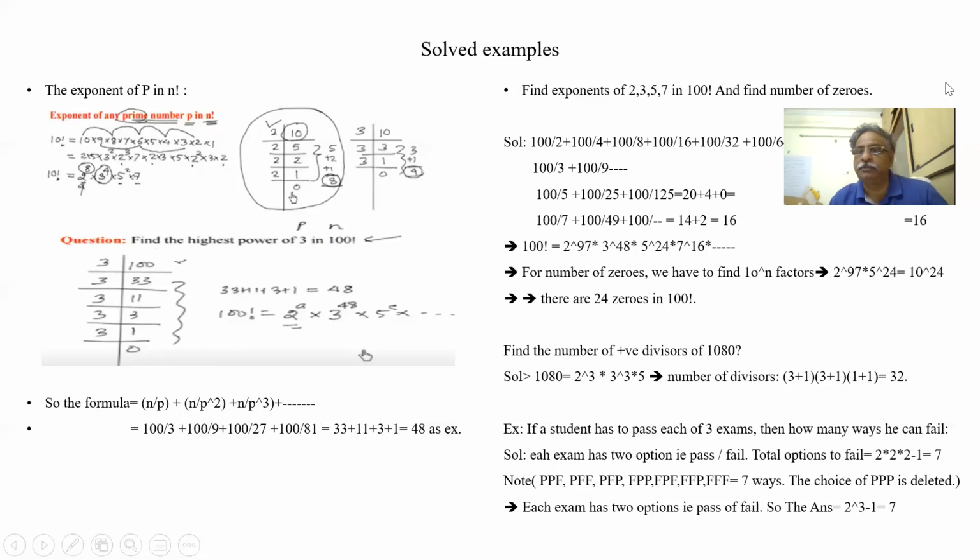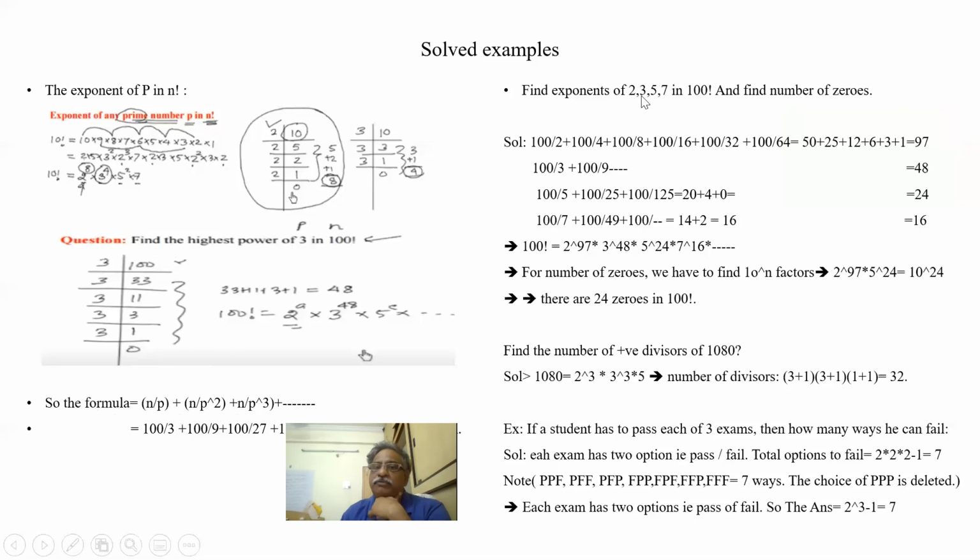So let us see some examples on this. Find exponents of 2, 3, 5, 7 in 100 factorial and find the number of zeros in 100 factorial. If factorial is not there, and simply 100 is there, I can find the factors. 100 is divisible by 4 and 25. So 2 will be squared only, and 5 will be squared only. These two give 0, 0. But it is not 100, it is 100 factorial. So we also need to find the number of zeros in 100 factorial.